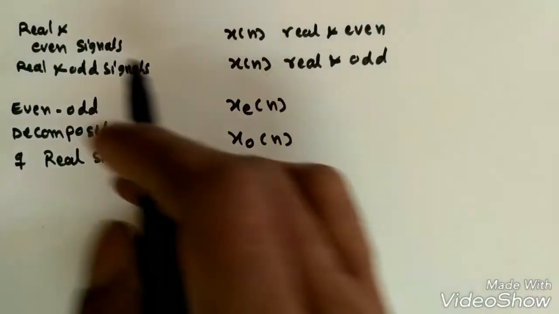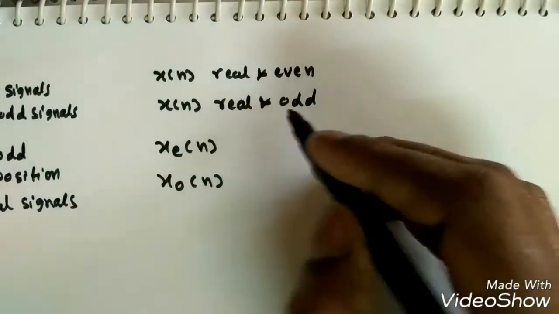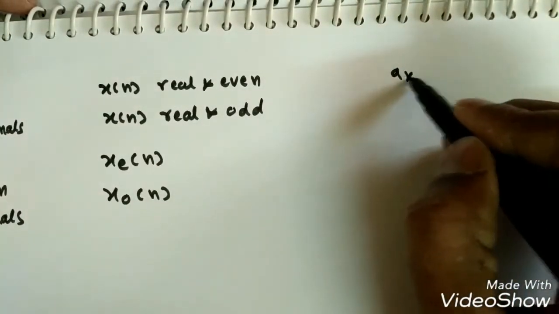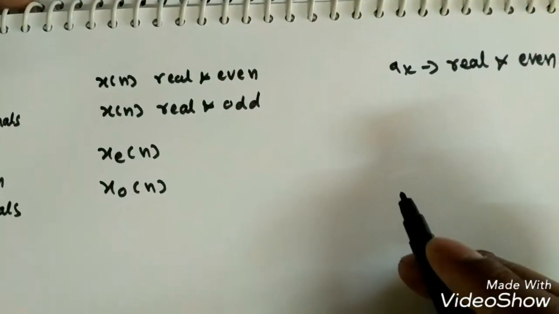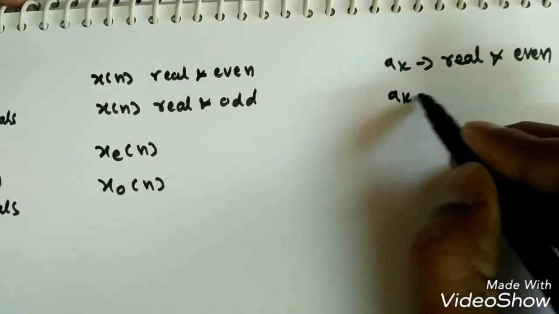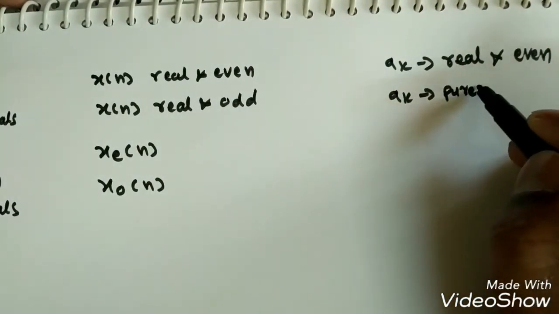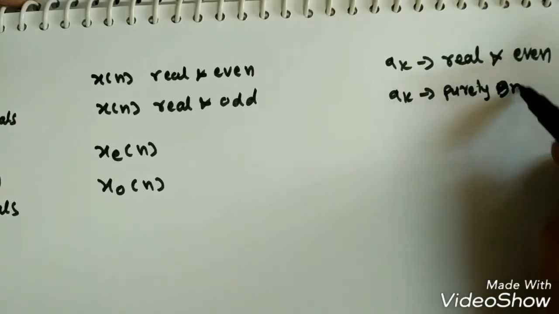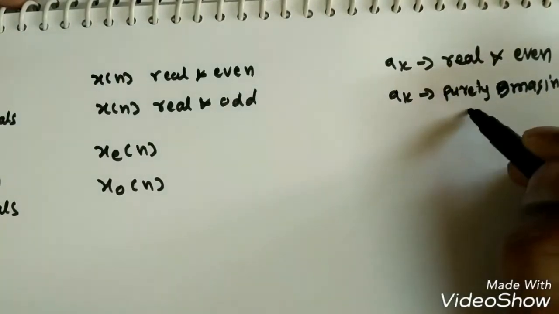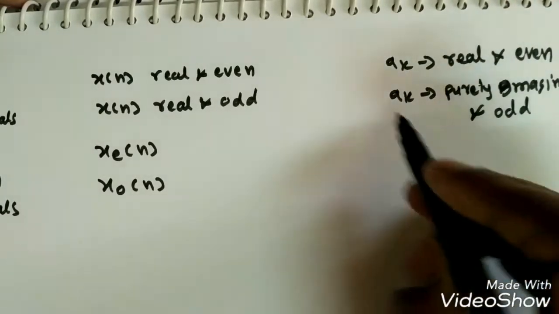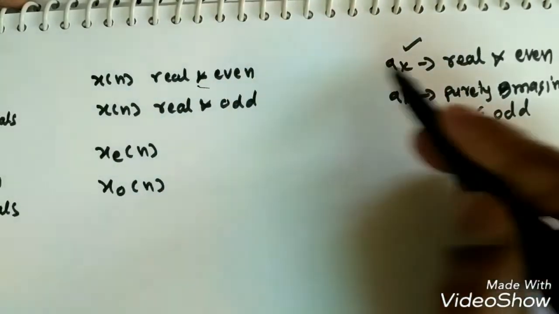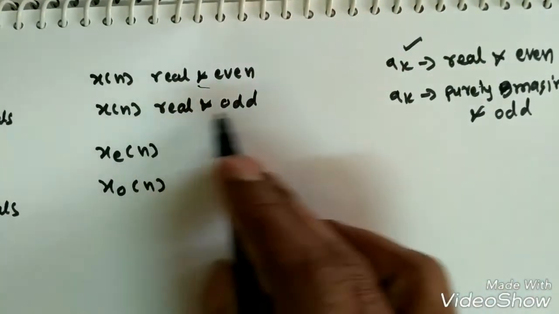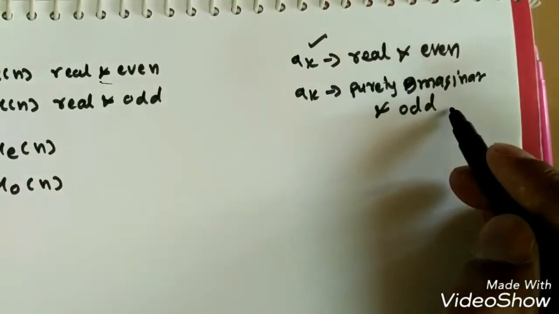Next one, a continuation of this conjugate symmetry: real and even signals. If x of n is real and even, what is ak? ak is also real and even. If x of n is real and odd, ak is purely imaginary and odd. So if x of n is real and even, ak is also real and even, but if x of n is real and odd, we get imaginary and odd.